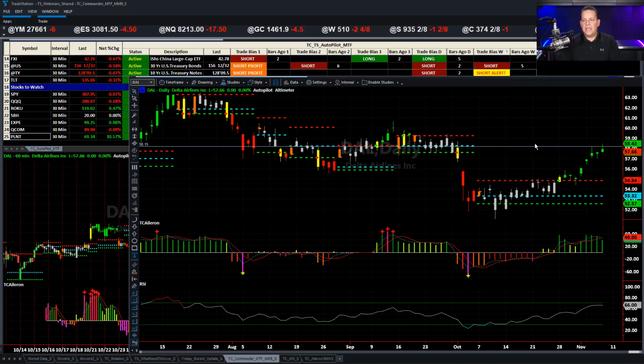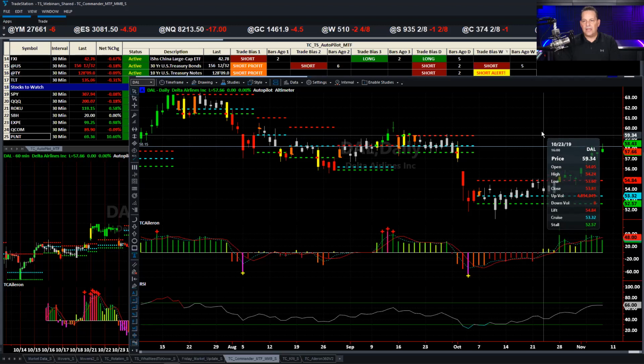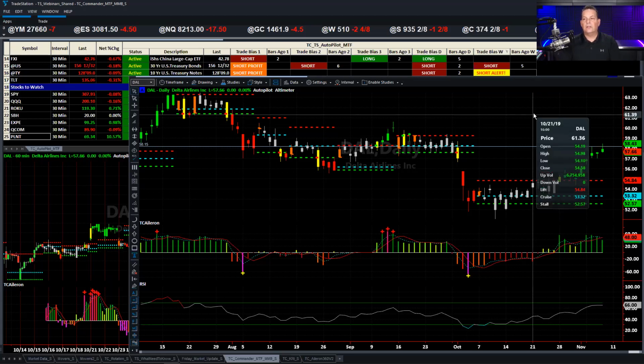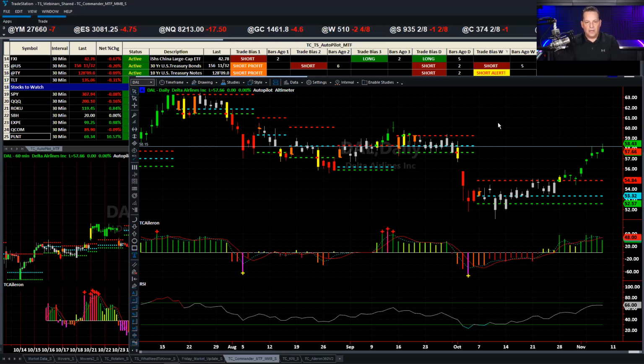If it can break out of this level, I would say it really has to get past right about here. I would call it 59.5. Gets me at 59.5. It's got a good shot to start moving up higher, creeping up into the next resistance, which is probably about 61.5.